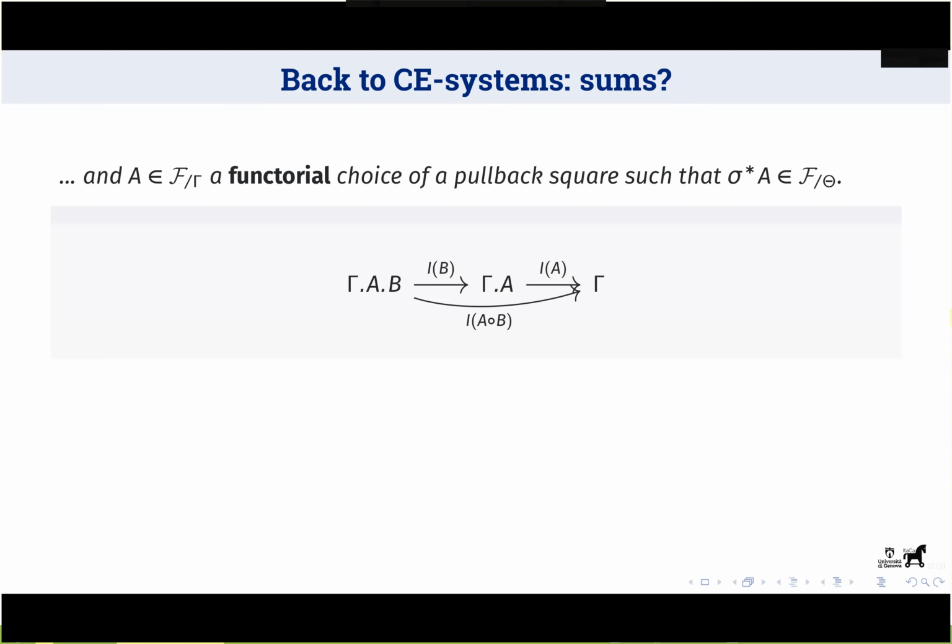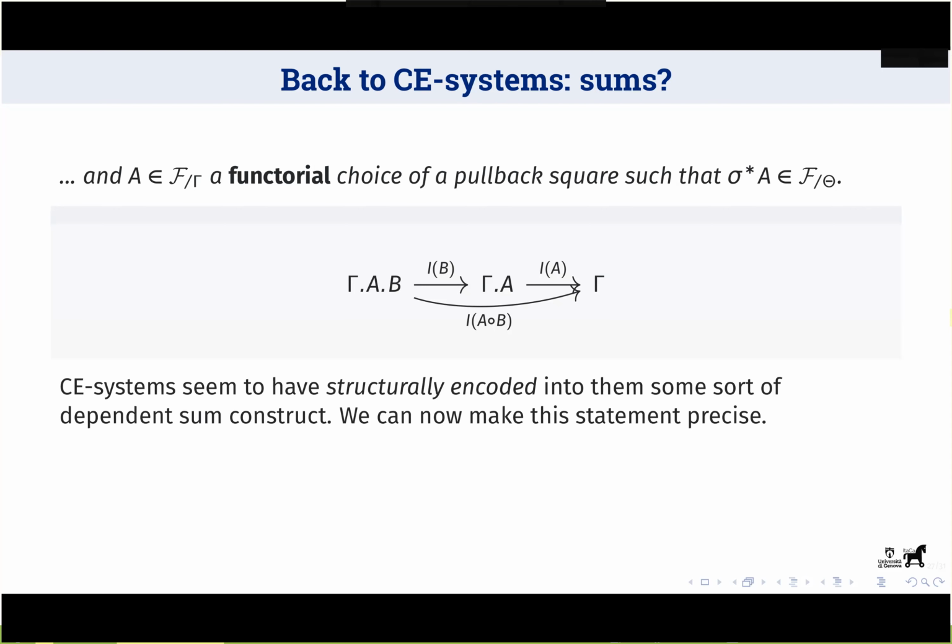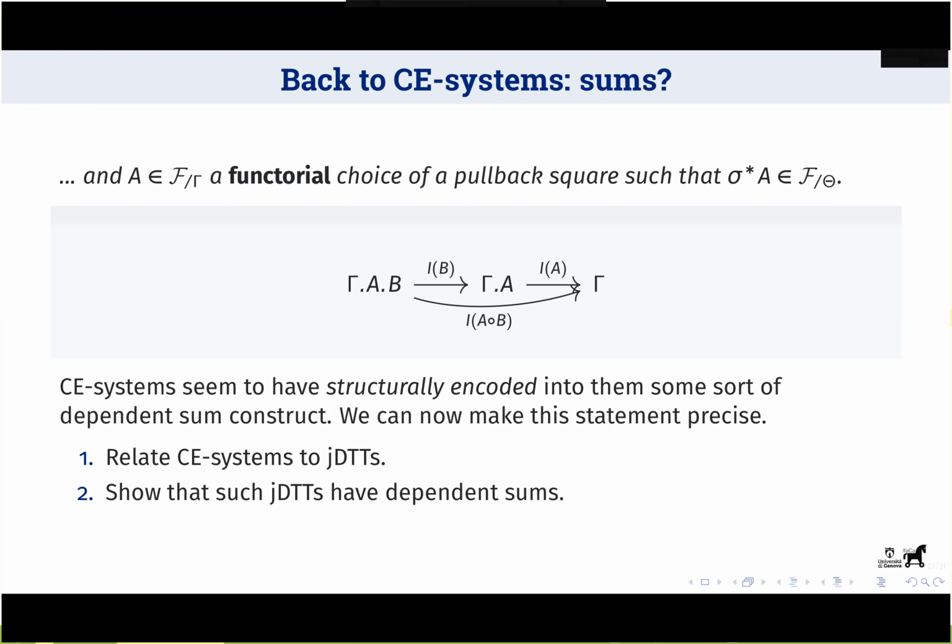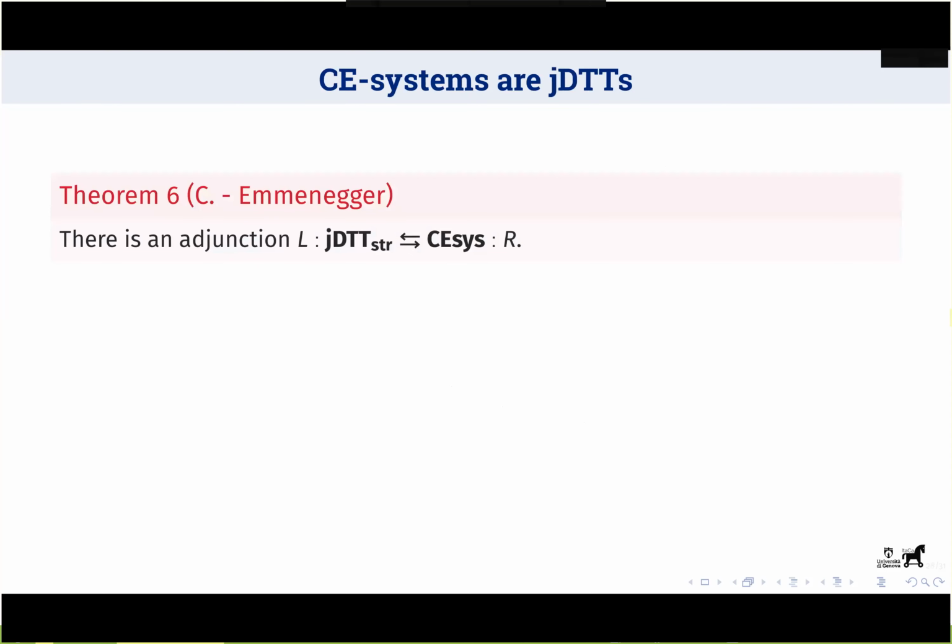If you have practiced a bit with categorical models of dependent types, this kind of looks like a sum, a dependent sum. So even if it's not stated in C systems, it looks like they have some encoded structure of dependent sum. And now that we have these two equivalences, we can make this statement precise. How? Well, first we relate CE systems to judgmental dependent type theories. Then we show that judgmental dependent type theories have dependent sums. And then we have proved our statement, right?